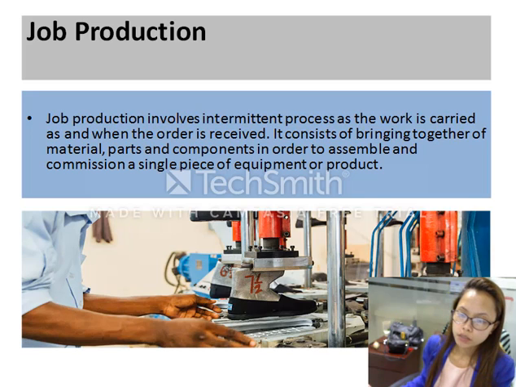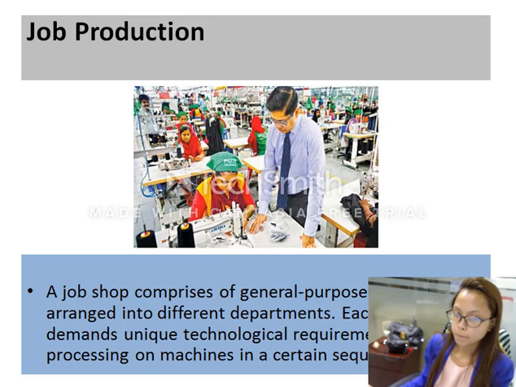Job production involves intermittent process as the work is carried as and when the order is received. It consists of bringing together material, parts and components in order to assemble and commission as a single piece of equipment or product. A job shop comprises of several purpose machines arranged into different departments. Each job demands unique technological requirements, demands processing on machines in a certain sequence.